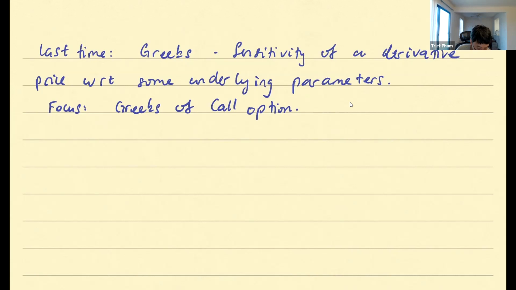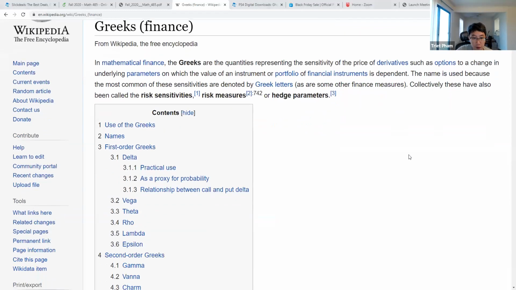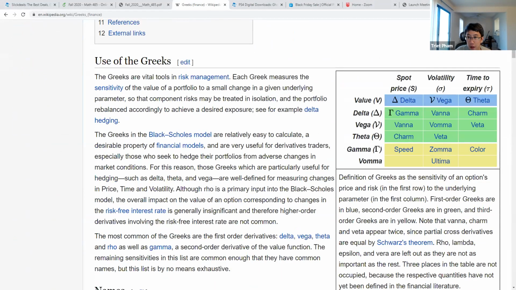So first, let me show you the Wikipedia page where they list the Greeks for the different kinds of derivatives. You see this? First of all, I just want to point out the names. These are all the Greeks that Wikipedia lists, and they're above and beyond what I told you. You have the delta, the gamma, the vega, the theta. These are the basic ones.